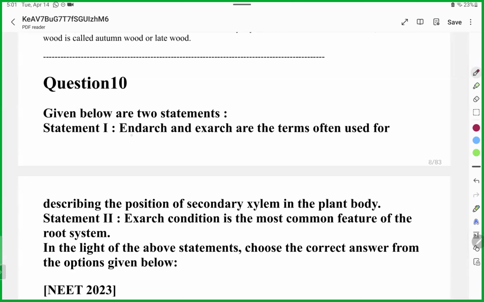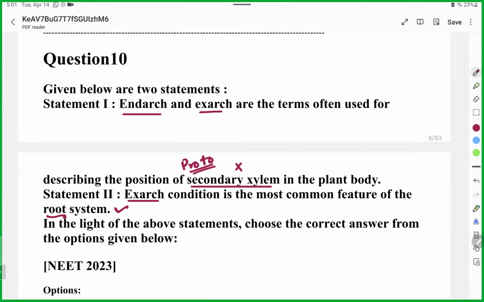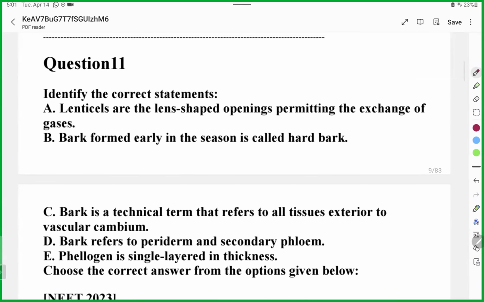Maninder: Endarch and exarch are terms often used for explaining the secondary xylem. No. Protoxylem, first xylem, primary xylem. Protoxylem. Exarch is present in root. Protoxylem outside, the soft part outside. Yes. Exarch outside. Exarch outside.